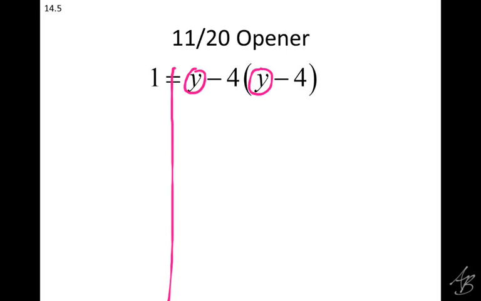distributing. Now, one thing we need to be really careful about is this 4 here. It's not actually a 4, it's a negative 4. So this negative in front of the 4 goes on that 4. So it's negative 4 times y, which gives us negative 4y. And negative 4 times negative 4 gives us positive 16. A common mistake there is to make that a negative 16. Make sure that when you multiply a negative times a negative, you get a positive.